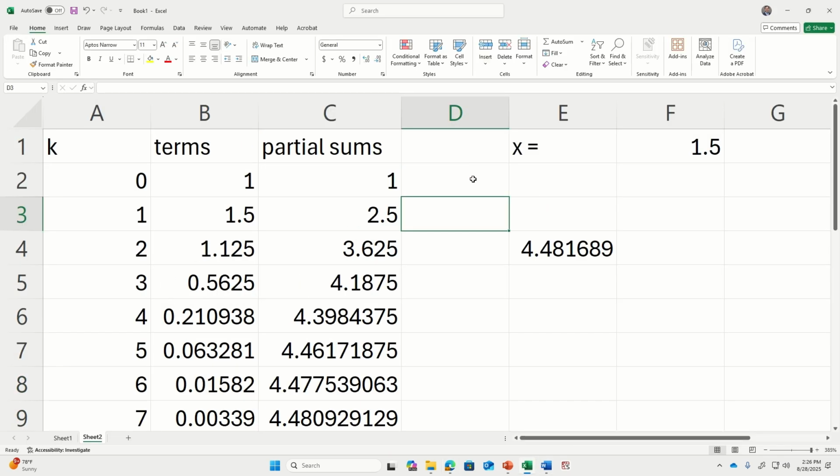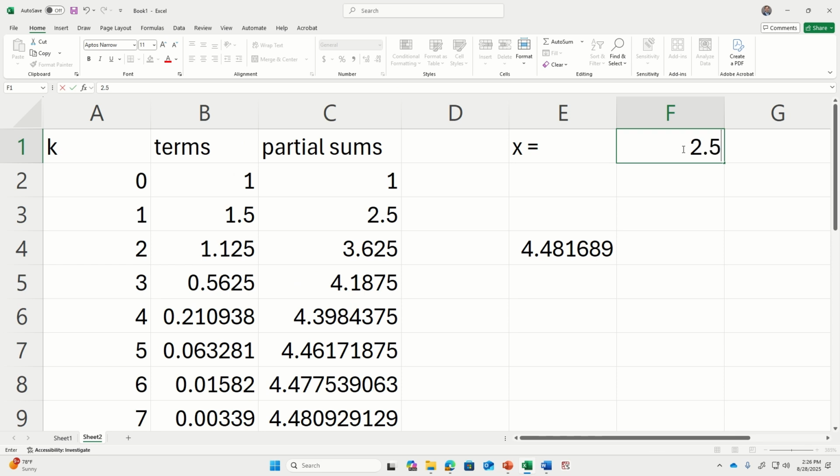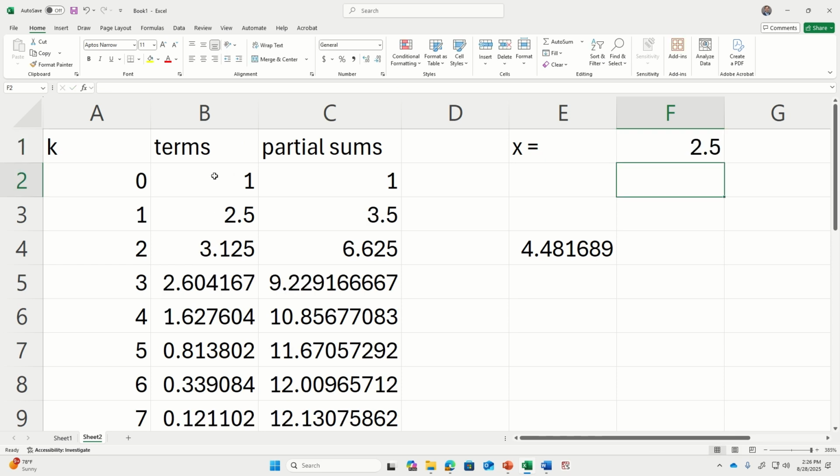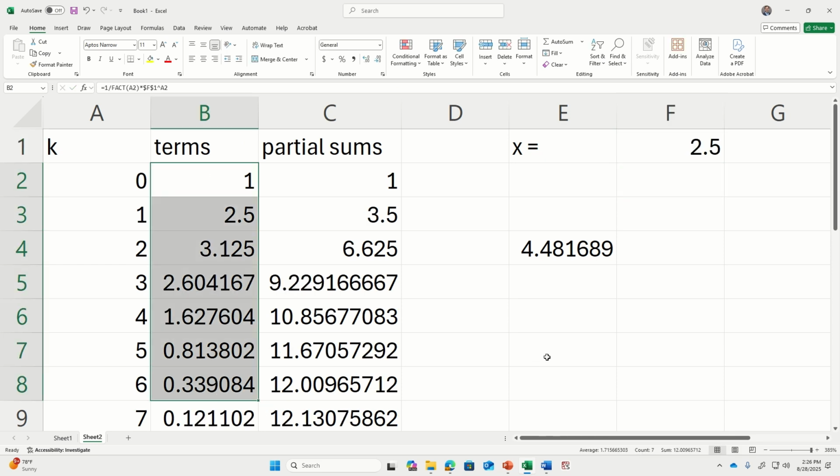We can go back to my spreadsheet here. Look at the terms in column B and tell me which one of those terms has the largest absolute value. Yeah. The term where we have x squared, the x squared term of the Maclaurin series, has the largest absolute value.